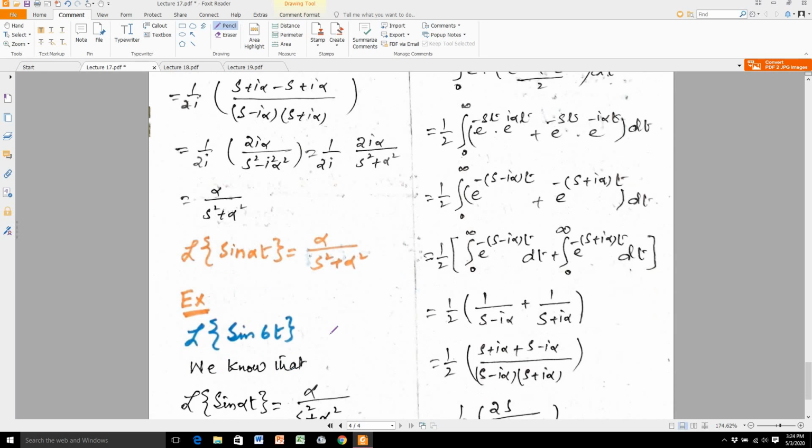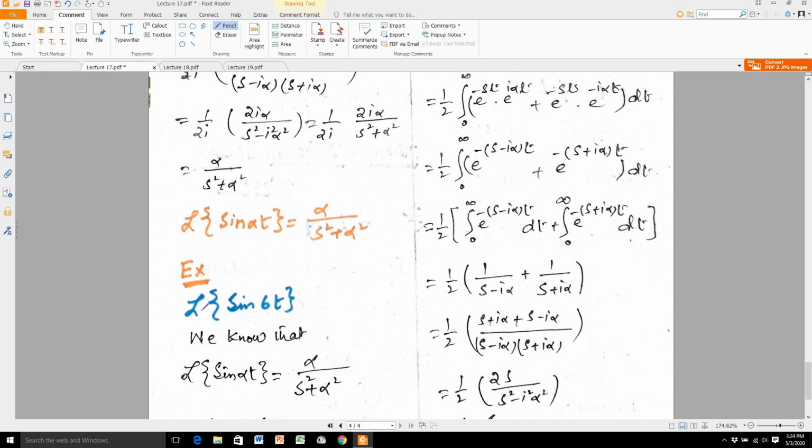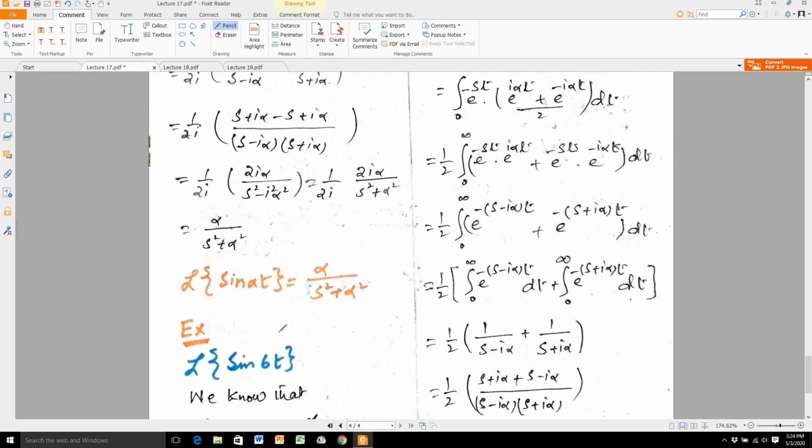Now I take an example relating to this case. Laplace of sine 6t. Here you see that in the place of alpha we have 6. I am using general rules here. So Laplace of sine alpha t is equal to alpha over s square plus alpha square. So you only substitute alpha equal to 6.